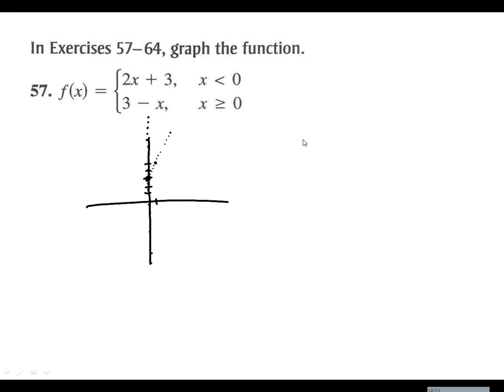Not really there because we only care about this going to the left. And this is going to be an open circle here because it does not equal. It's only less than 0. Going in the opposite direction, we have our intersect at 3 and our slope is -1. So we'll go over 1, down 1 here. We'll connect like that.